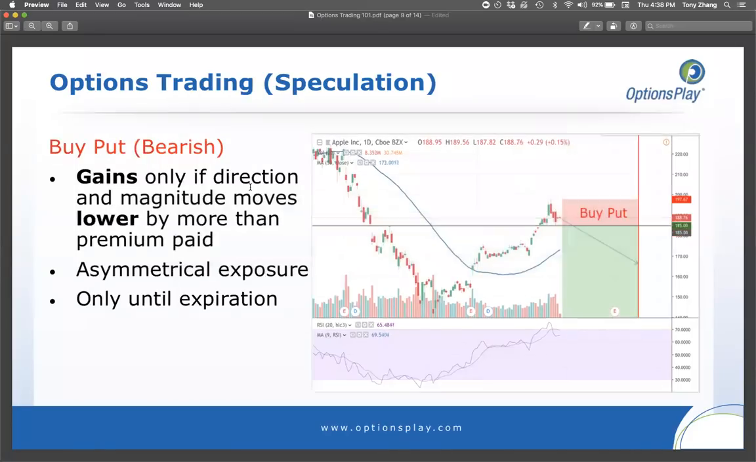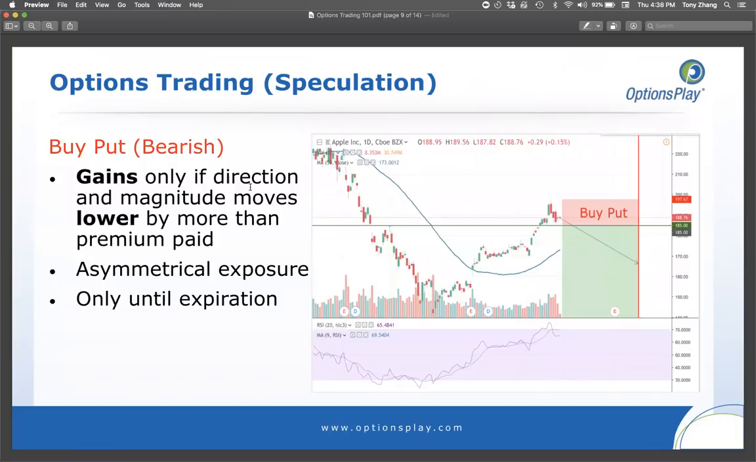Now I want to take a look at what happens if we have a bearish view on Apple. Same position, Apple's trading at around 188.95, but now you have a bearish view. You think for whatever reason that the recent announcements with the product launches on Apple TV and the news is not going to quite cut it for them. They've had the significant rally. It's probably going to peter out, and you're bearish. So what can you do?